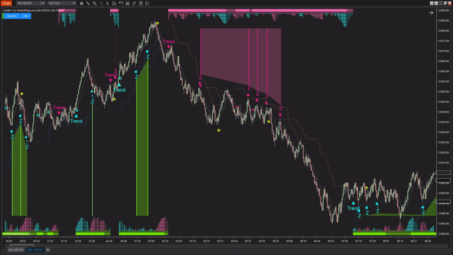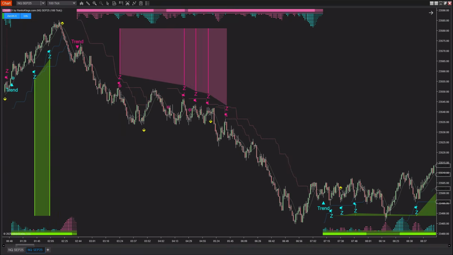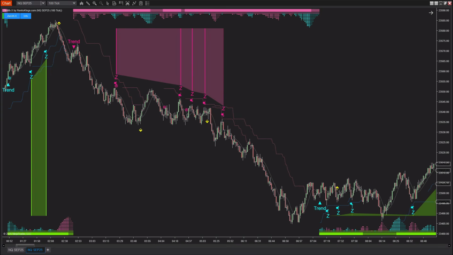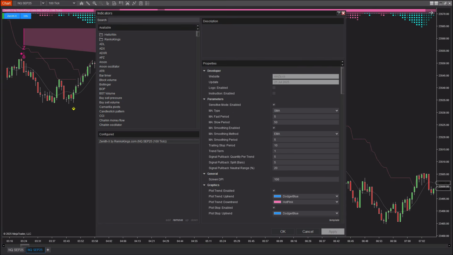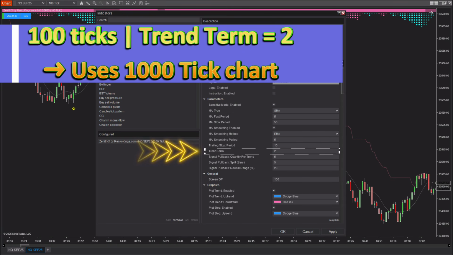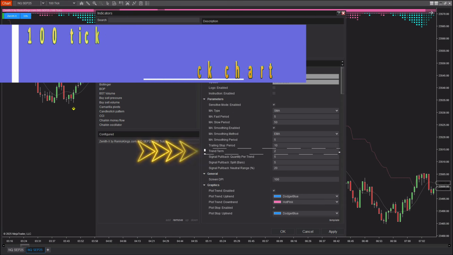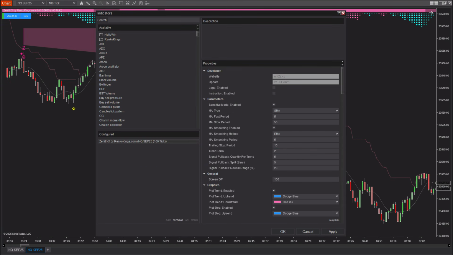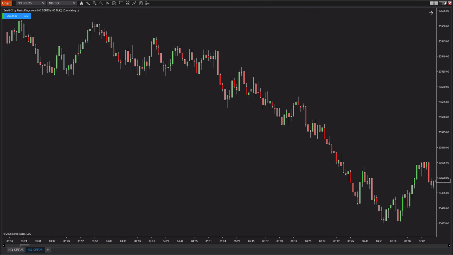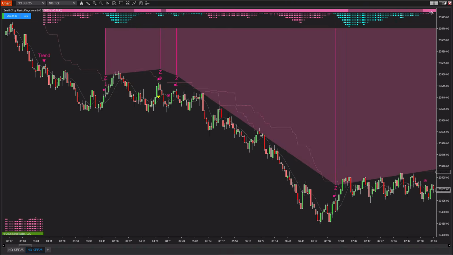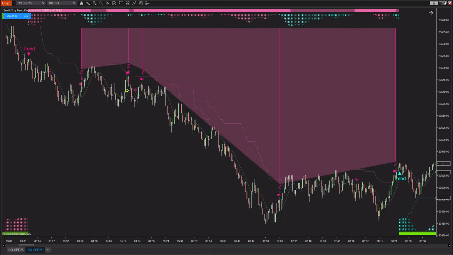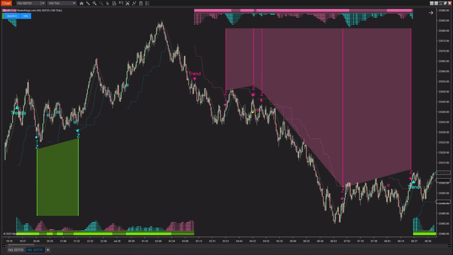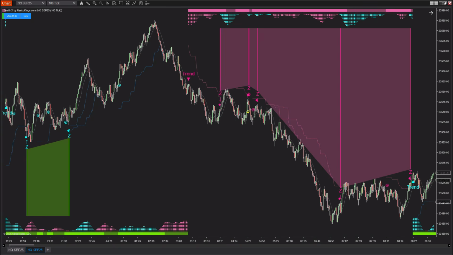That means all momentum and trend calculations will be aligned with what the market would look like if you were analyzing it on a 500-tick chart, even though you're still trading on a 100-tick. If you increase the trend term to 2, the system will simulate the trend using a 1,000-tick perspective, 100-tick x 5 x 2. This allows the system to project the dominant trend from a much broader context, helping you trade in the direction of the higher time frame without ever leaving your current chart.